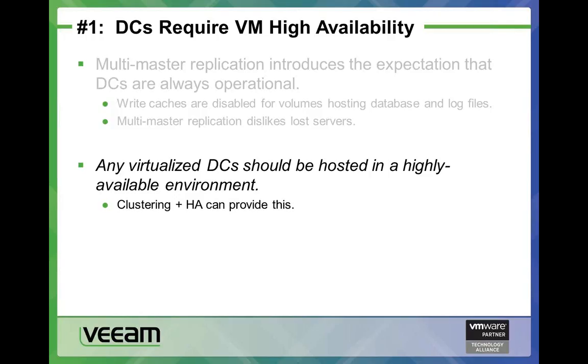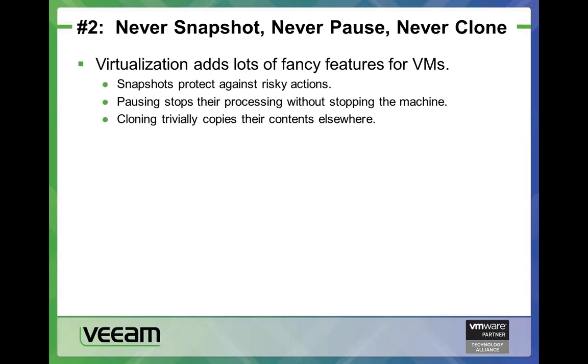Now, number two here is this recognition of caution whenever you're going through the snapshotting, pausing, and cloning process. Virtualization, as you know, adds a lot of these cool fancy features for VMs. You know this, right? This was one of the things that really attracted you to virtualization in the first place, that snapshots can protect you against the patch that goes awry. And you can pause a machine to stop its processing without actually stopping the VM, or you can clone a machine to copy its contents and copy and paste that virtual machine to somewhere else to create another virtual machine.